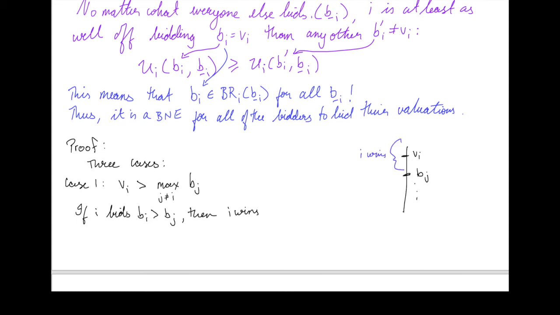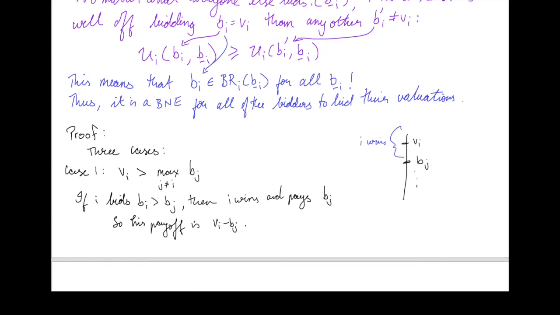And what's i's payoff going to be? Well, i's payoff is going to be his valuation minus the second highest bid. So it's bj. So no matter what i bids, as long as i bids more than that, he wins and gets the valuation vi, but only pays bj. Again, all of the bids that i could submit that are strictly higher than bj will yield a payoff of vi minus bj. And that includes vi itself.